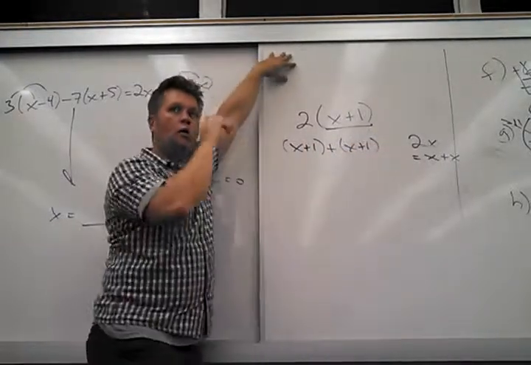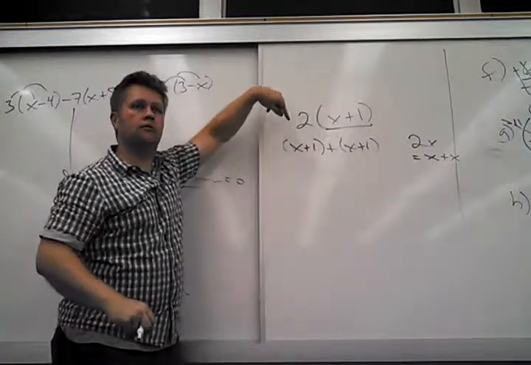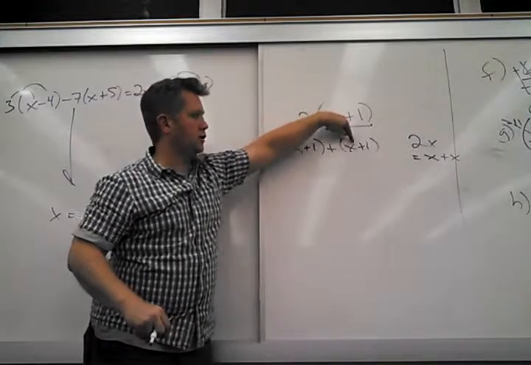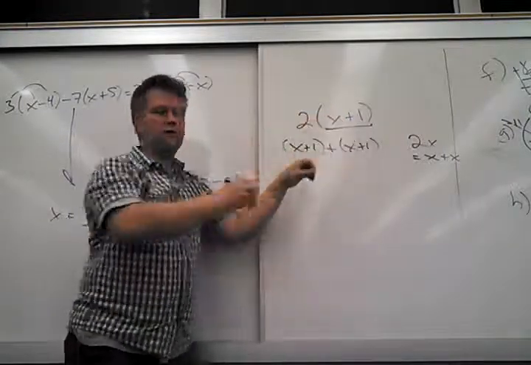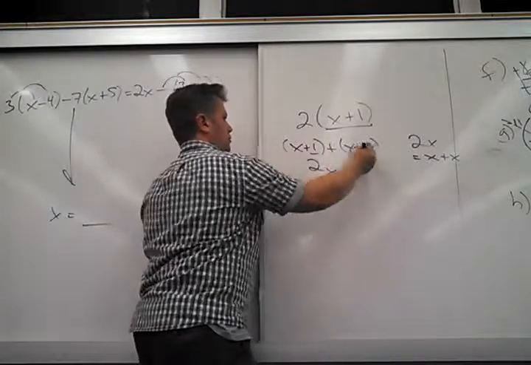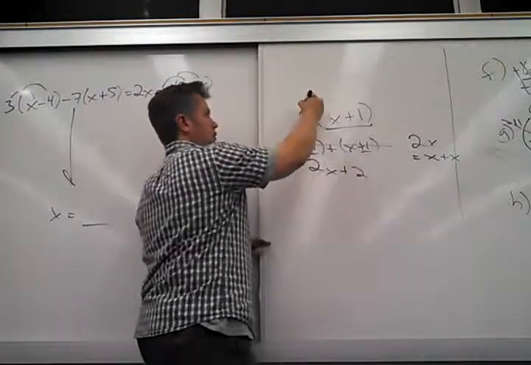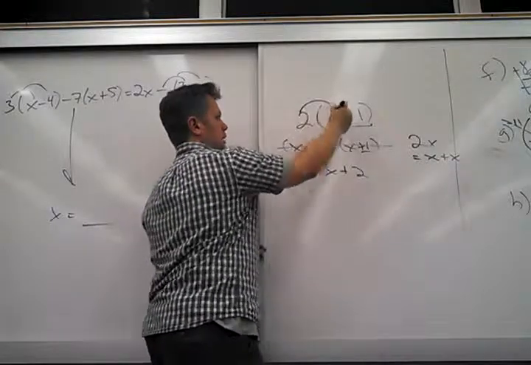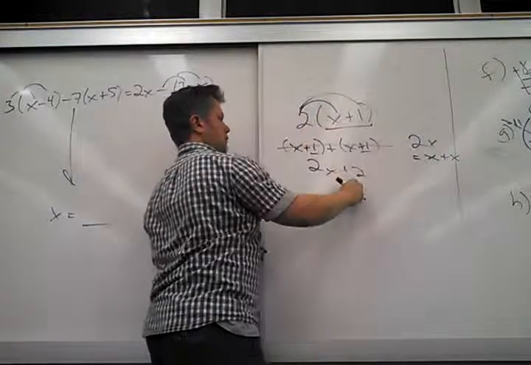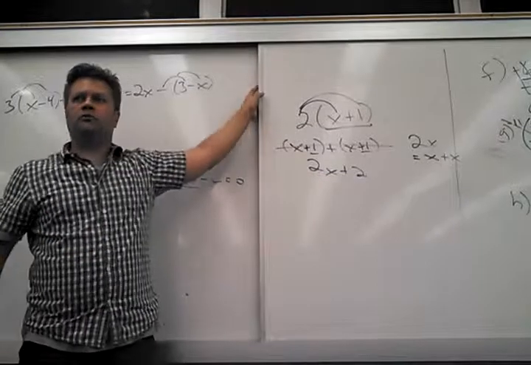Now what are like terms in here? What can I combine? X with x. X plus x is 2x. And what's 1 plus 1? Plus 2. So look what effectively happened. Forget the middle step. 2 times x, 2 times 1. That's why the distributive property works.